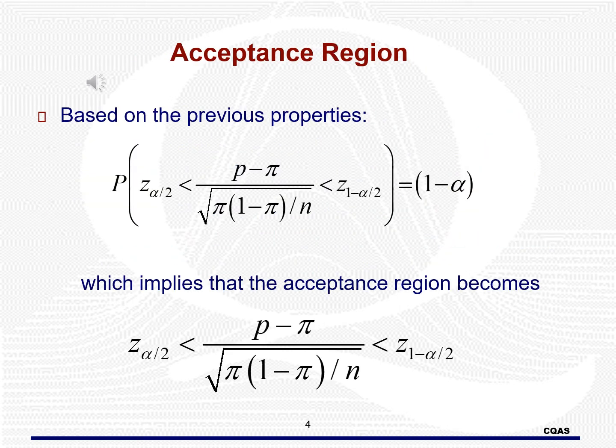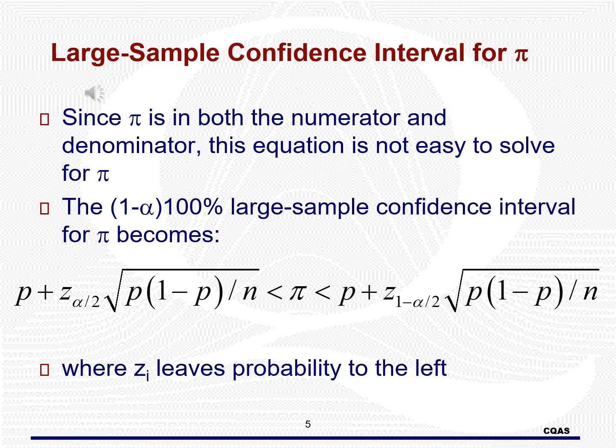Based on the properties of the sampling distribution, we define the probability statement as is in the slide. Then we can find the acceptance region based on the probability statement. Now let's find the interval. This equation is difficult to solve for pi since it is in the numerator and denominator. After substituting p in for pi in the variance and rearranging everything, we get the equation in the slide for the confidence interval for pi.